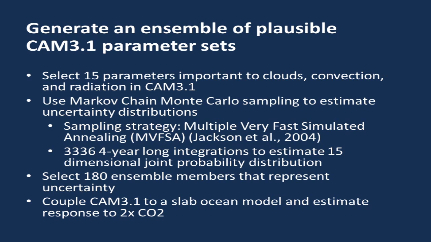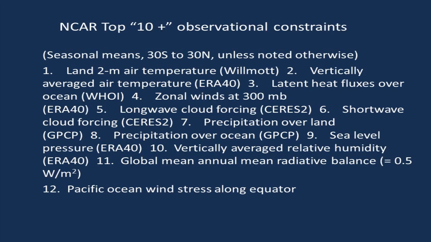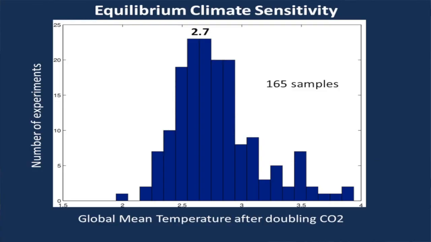basically Bayesian calibration of a set of 15 parameters, and we use the Community Atmosphere Model that has been coupled to a slab ocean. We use 12 different types of observational constraints, and we come up with a range of parameter settings that allow the model to approximate observations. And in this ensemble, we got 1,800 different model configurations that were acceptable.